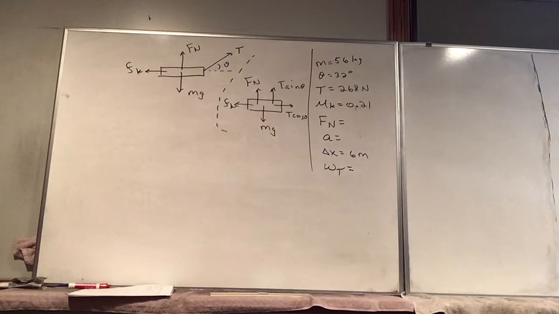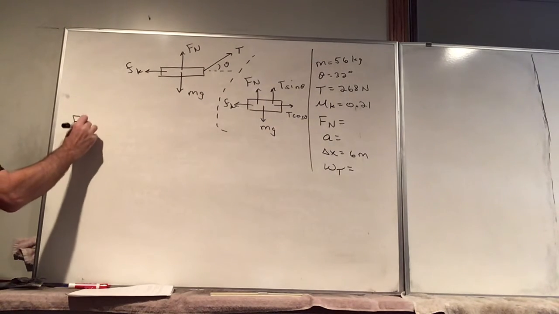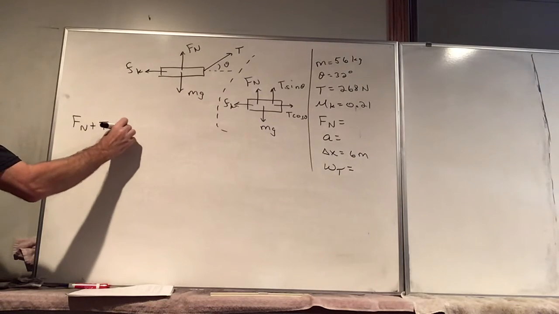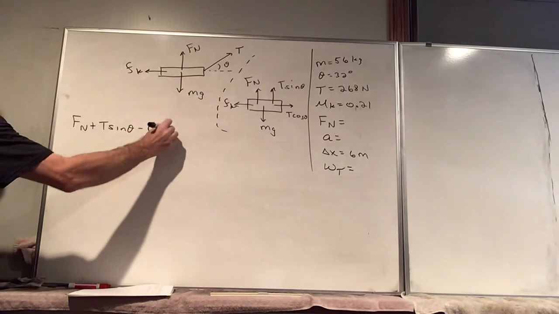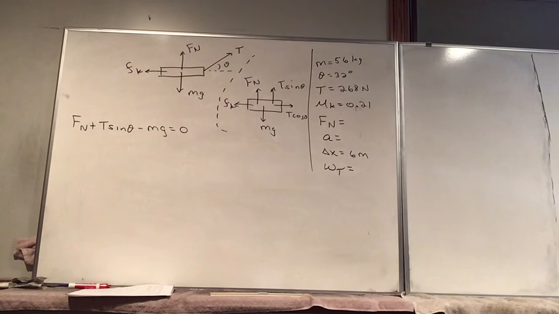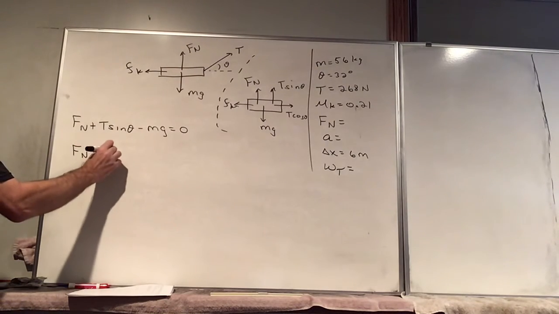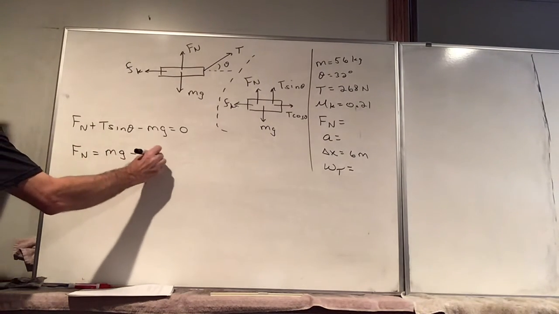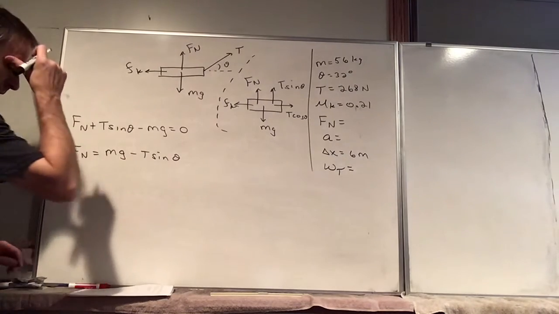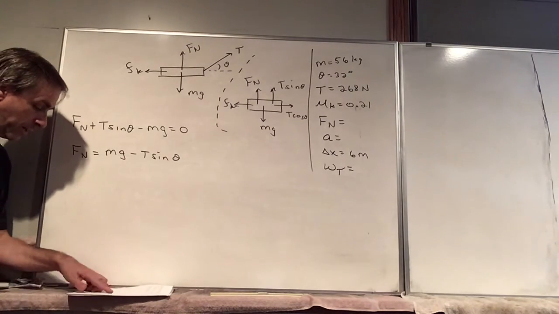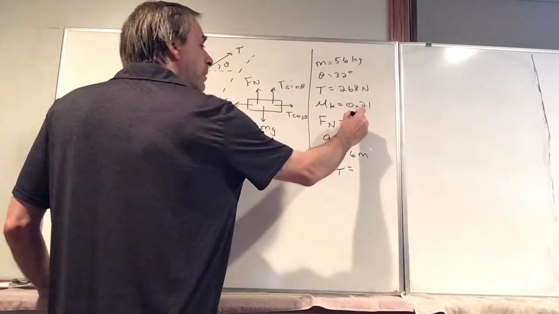So to find the normal force, let's look in the vertical direction. We have Fn plus T sine theta minus mg equals 0. And I think we know everything here. We know T, theta, obviously m and g. So yeah, the normal force would be mg minus T sine theta. So I'm getting 410 newtons there.